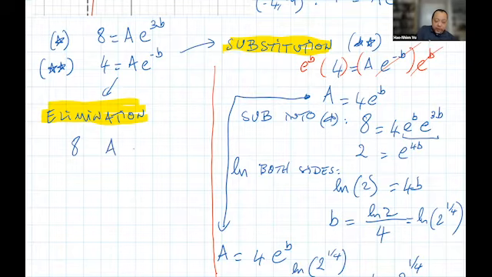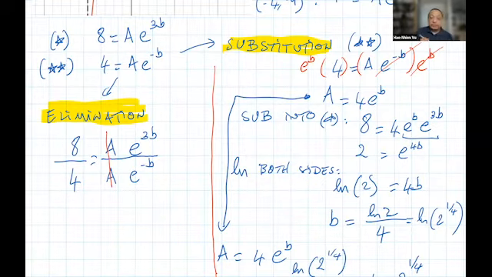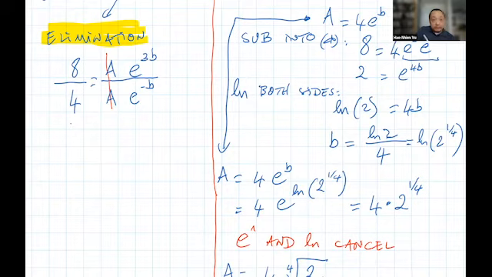8 is equal to A e to the 3b. 4 equals A e to negative b. And then I'm going to divide them side by side. The A's cancel. On the left, 8 over 4 is just 2. On the right, the A's are gone, and I have e to the 3b divided by e to negative b.